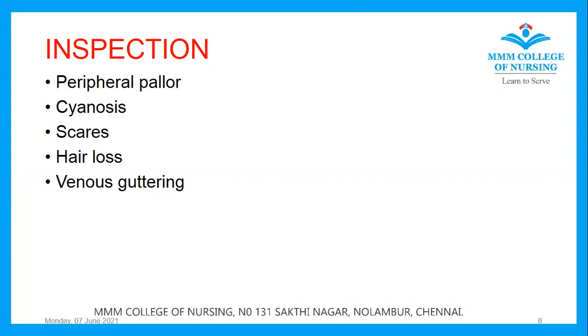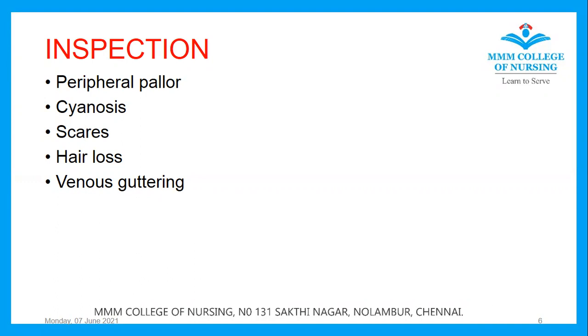And the next one is hair loss. It occurs due to chronic impairment of tissue perfusion, especially seen in PVD, peripheral vascular diseases. So whether the distribution of hair is equal or unequal, that we have to assess. And the next one is venous guttering. Venous guttering is nothing but, due to a reduced blood supply, the veins will give a guttering appearance. So that is called venous guttering.